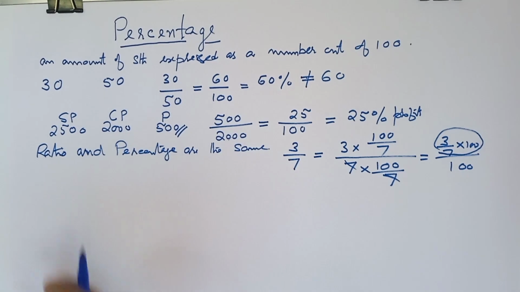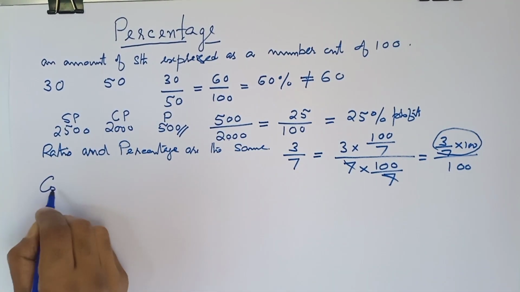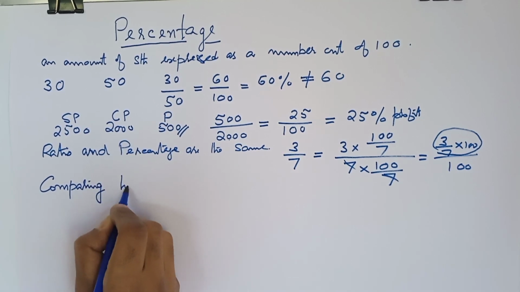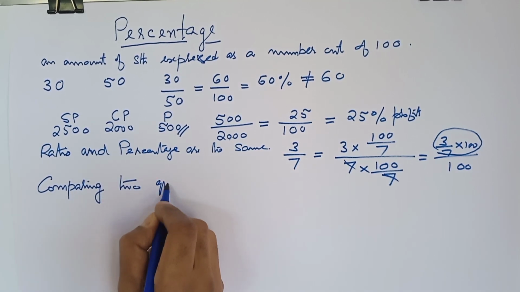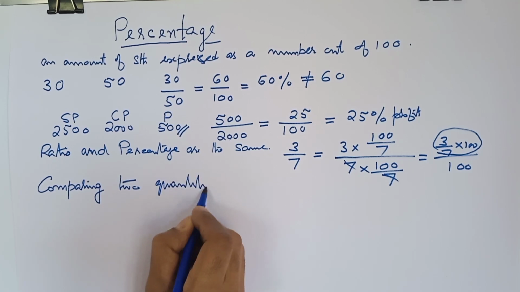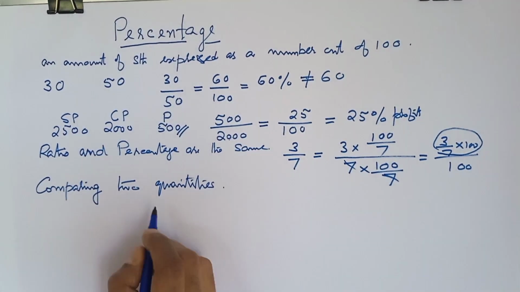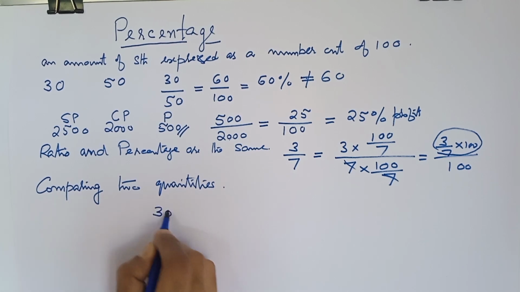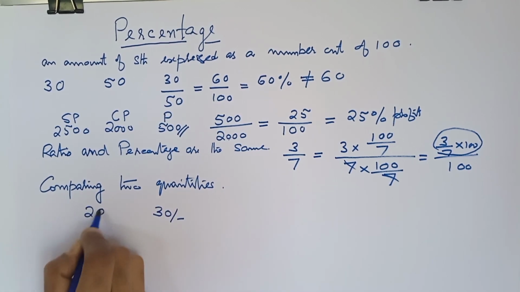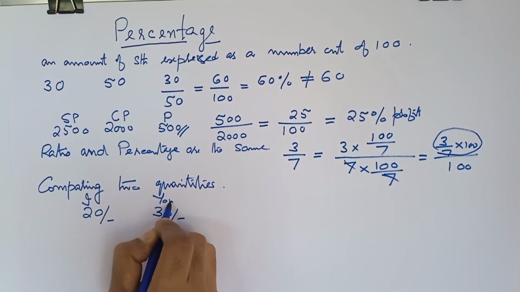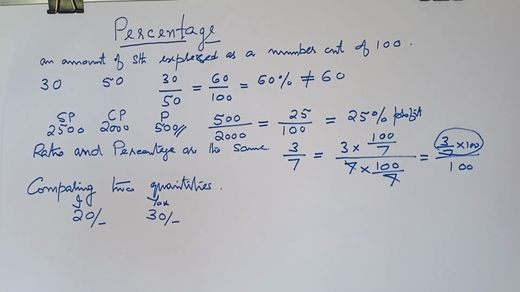One important application of percentage is in comparing two numbers or comparing two quantities, whatever it is. This is an important application of percentage. For example, supposing you have say 30 rupees and I have 20 rupees. This is the amount with me. This is the amount with you. Obviously, the money with me is less than yours by 10 rupees.